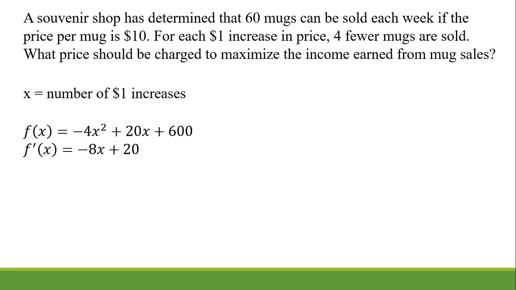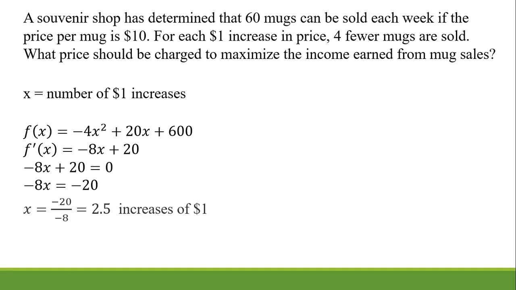The derivative of that income function is negative 8x plus 20, which we know we need to set equal to 0 to find our critical value. Now our critical value is 2.5, and remember, x represented the number of $1 increases. So 2.5 increases of $1 means we'd be increasing the price by $2.50. So the new price is $10 plus that increase in price, which is $12.50.